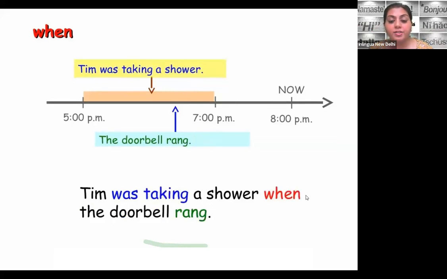Tim was taking a shower when the doorbell rang. Again, when is joining was taking a shower, Tim was taking a shower, with the other part of the sentence, the doorbell rang. Both these sentences are joined or linked by when. But we cannot say, Tim was taking a shower while the doorbell rang. We can't use while before rang because it is a simple past.